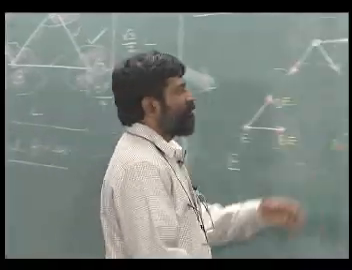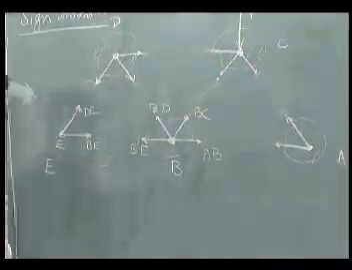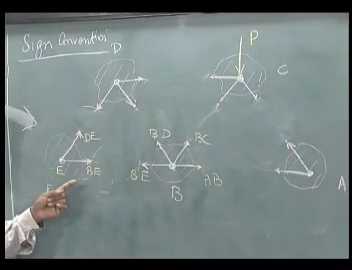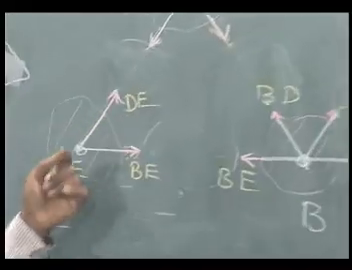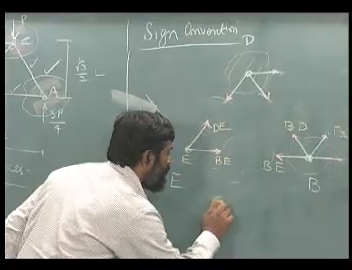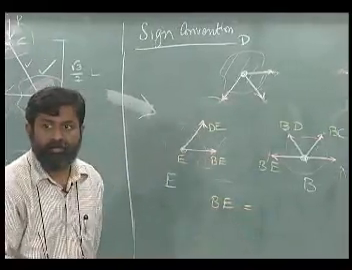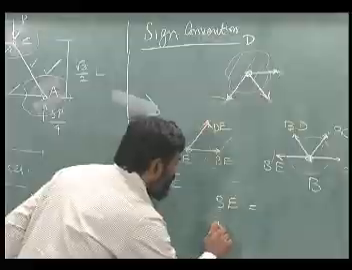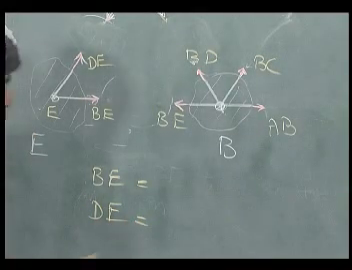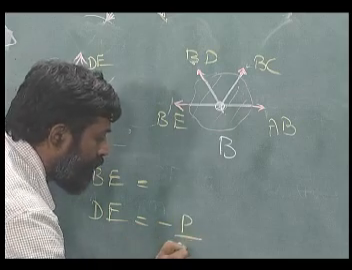So in this particular problem, let us examine. I have a force P acting on this. We started with this particular joint E and found out what is BE and DE. BE happens to be, can you tell me what it is? Minus. DE is, we get minus P by root 3.